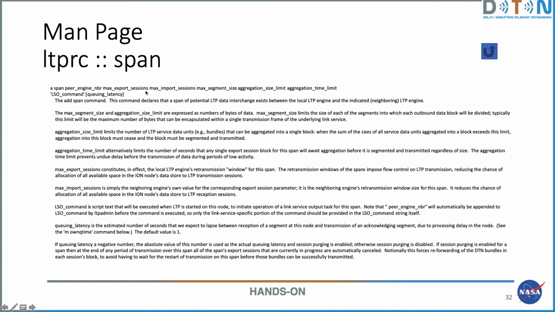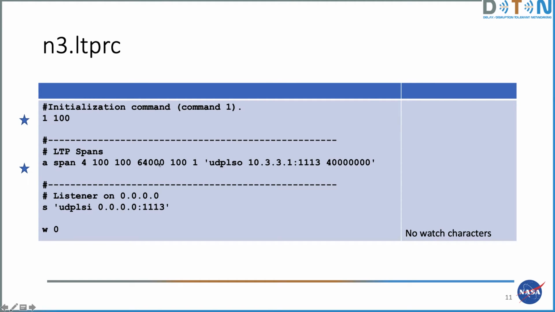And so this is the 101 out here. This is max export, max input, the maximum segment size, and then the size and the time limit. So the maximum segment size that we're going to send is 64K because we're going to be sending LTP over a UDP LSI, and we need to fit into a 64K UDP datagram.